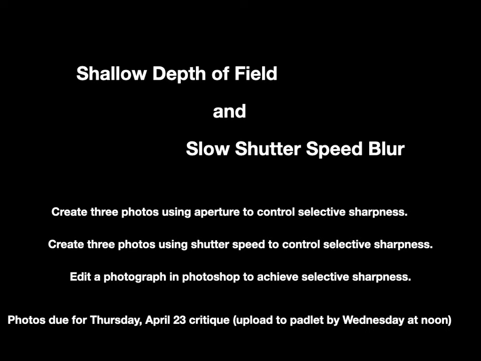All right, so your assignment: you're going to create 3 photos using aperture to control sharpness, selective sharpness, in other words, leaving certain areas blurry. You're going to do 3 photos using shutter speed to control that, and then you're going to edit at least 1 photo in Photoshop to achieve selective sharpness. Now, if you're using your phone as your camera for this class, you may have a hard time controlling aperture and shutter speed to get that kind of selective blur and sharpness. If that's the case for you, you did all download an app to help you control that, but even so, if you're still having trouble getting it, you can do more in Photoshop. Instead of just doing the 1 photo in Photoshop, you could do more if that's helpful to you.